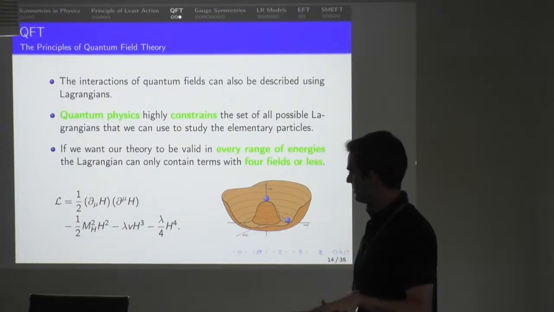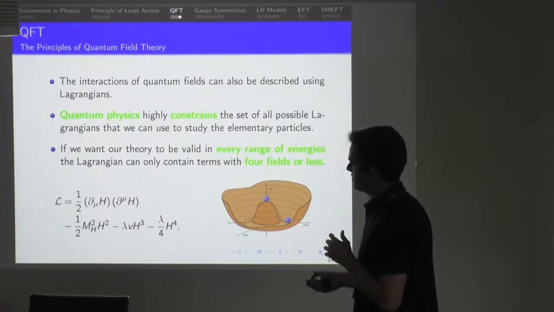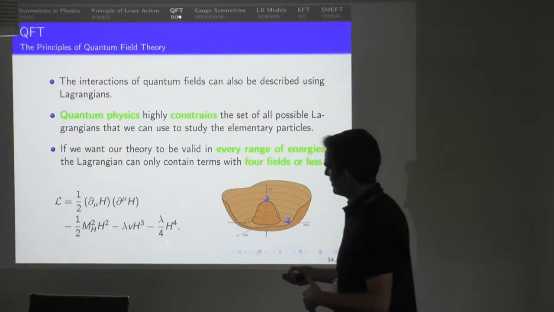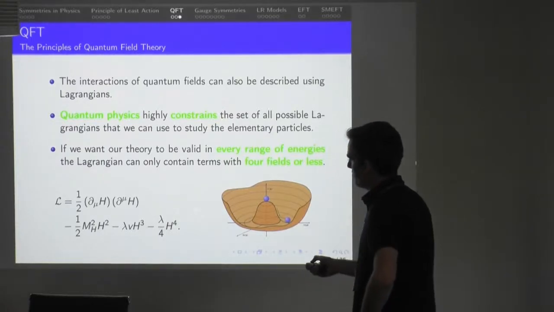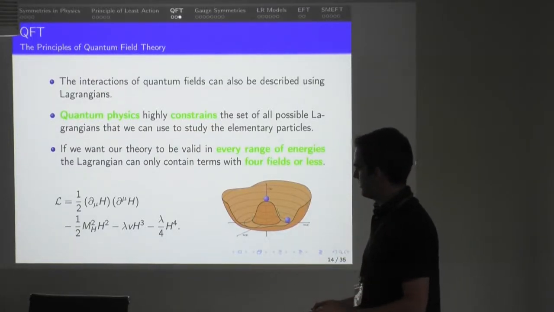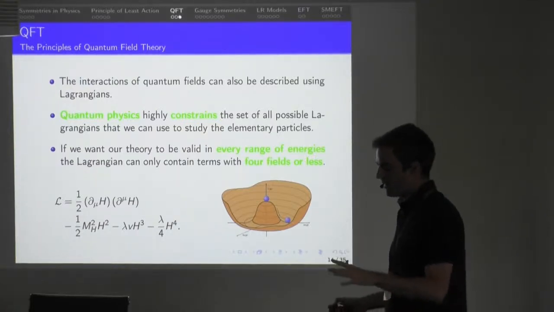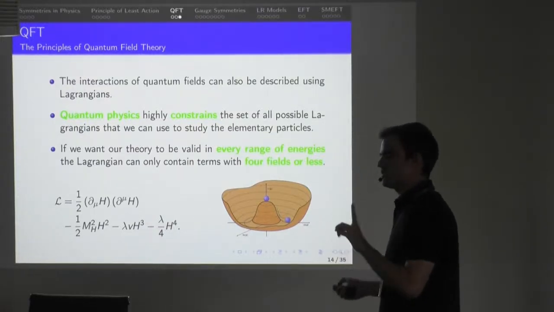That's all. So for example, this is the Lagrangian that describes the interactions of the Higgs field, the famous Higgs field, with himself. As you can see, I have a term with 2 Higgs fields, 3 Higgs fields, 4 Higgs fields. I can't put, for example, the Higgs field to the 5th power, 6. No. This is completely forbidden by quantum physics. Otherwise, the Lagrangian will not be well behaved in every range of energies.